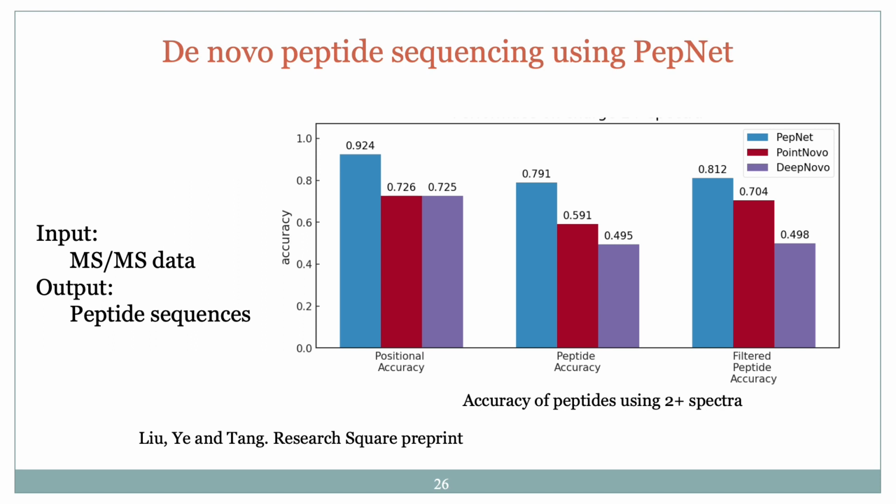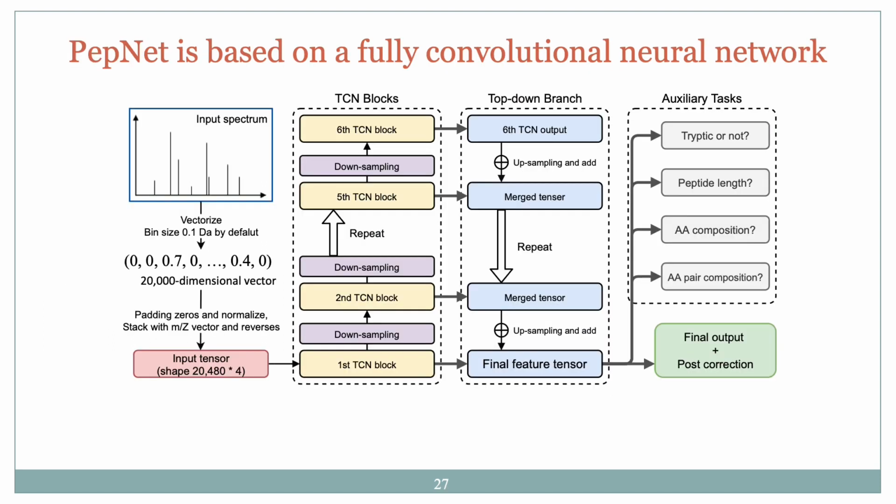Our PepNet approach produces peptides whose positional accuracy is more than 90%. That's a pretty encouraging performance compared to what can be achieved by the two other deep learning based approaches. PepNet is based on a fully convolutional neural network, a pretty complex architecture, and I'm happy to skip the details in this talk.